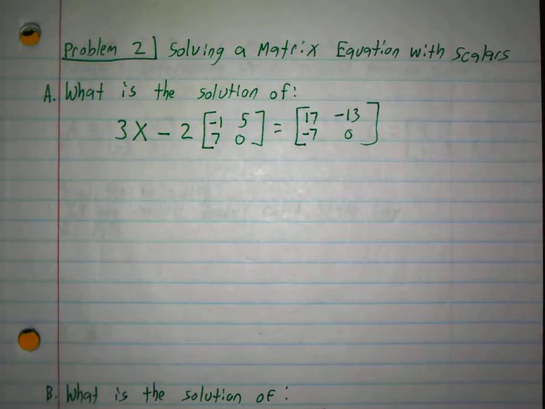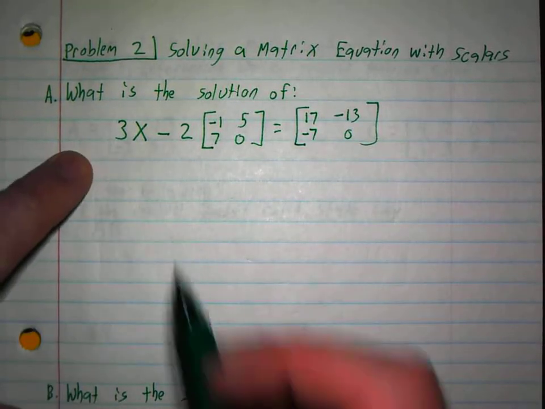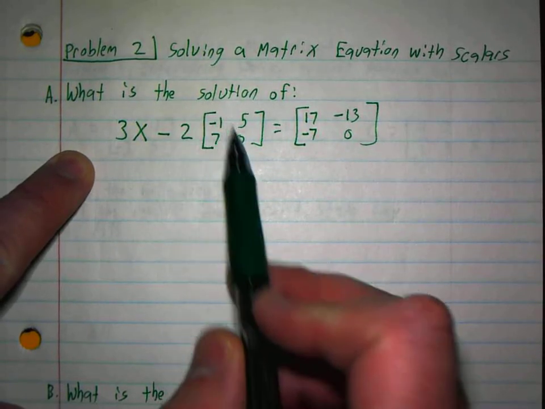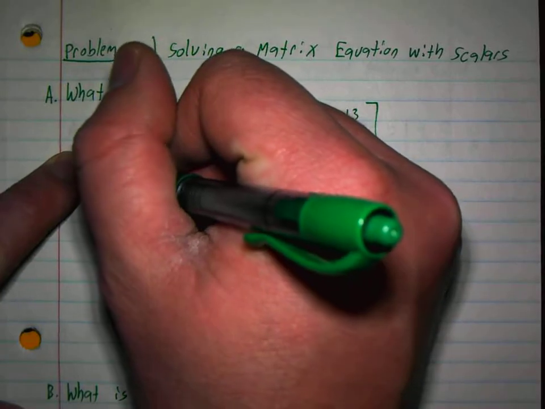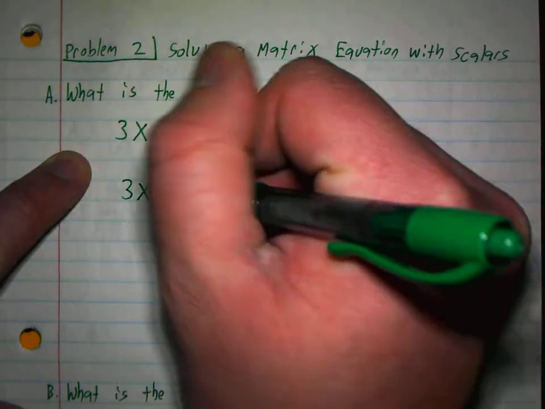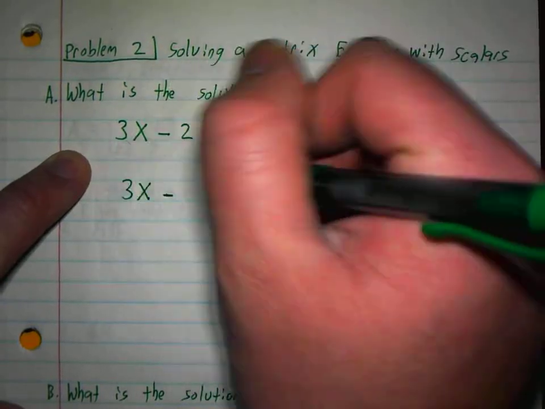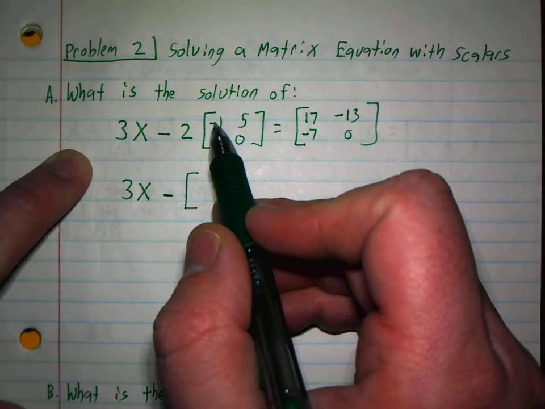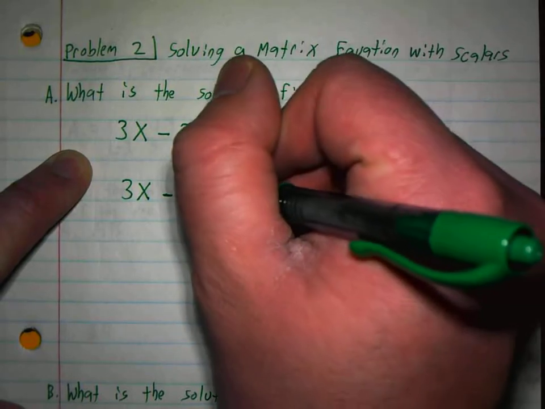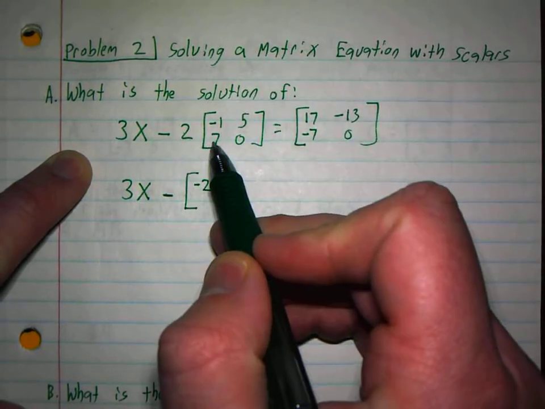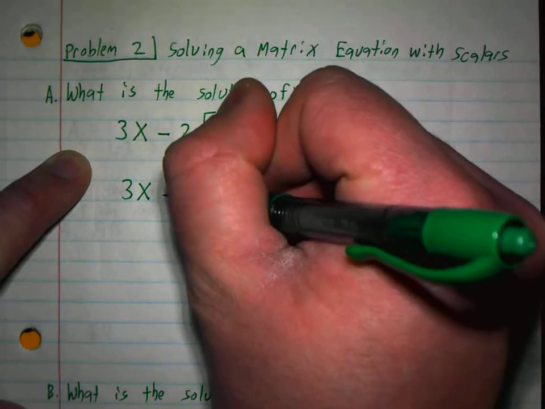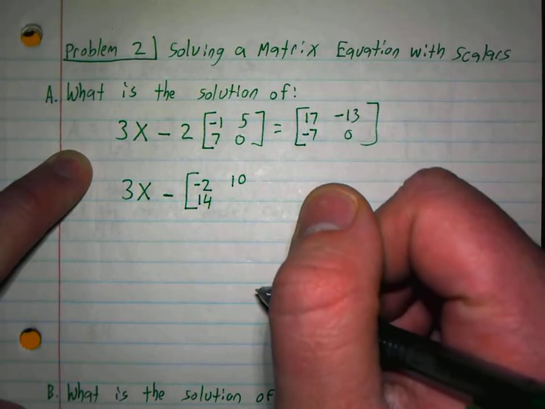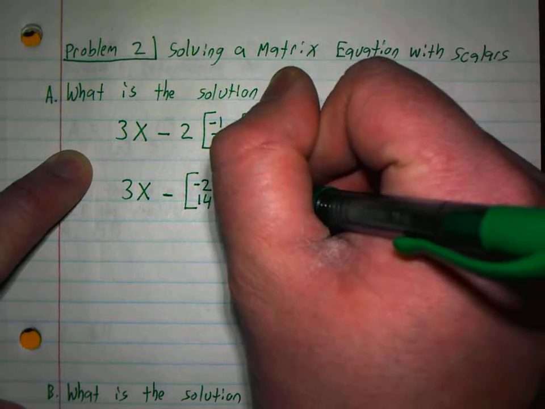So what am I going to do here first? I'm going to multiply, right? That's a scalar, 2. So I'm going to distribute 2 in. Two times negative 1, it's negative 2. 2 times 7, that's 14. 2 times 5, that's 10. And 2 times 0, that's 0.